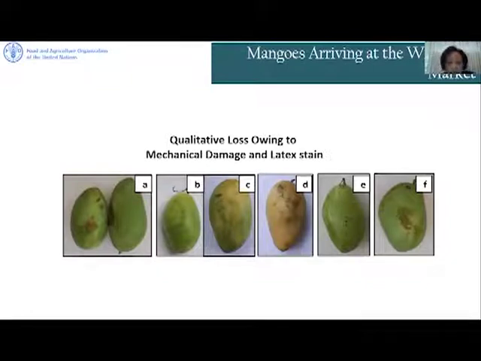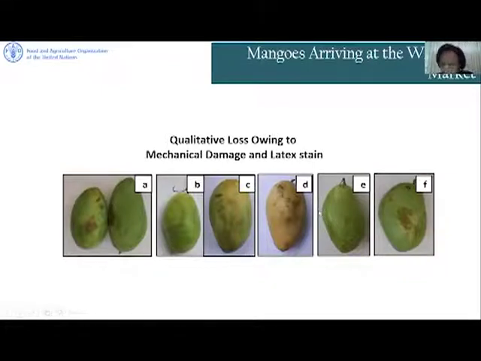And here you see what the mangoes look like on arrival at the wholesale market. Yes, all of them are saleable. There's zero quantitative loss, but just look at the quality. Clearly, they suffered quite a bit of quality loss. If you look at A, B, and C, you see a lot of mechanical damage from bruising and abrasion, sometimes on B the marks of the bamboo basket, and so on. And from D, E, and F, you see the latex staining on the mangoes.